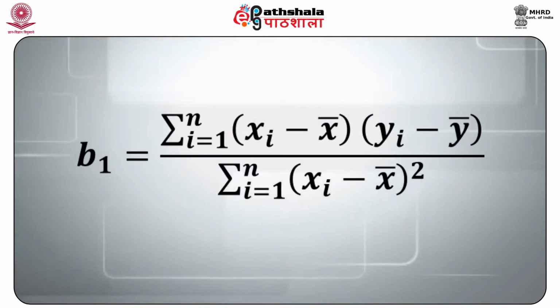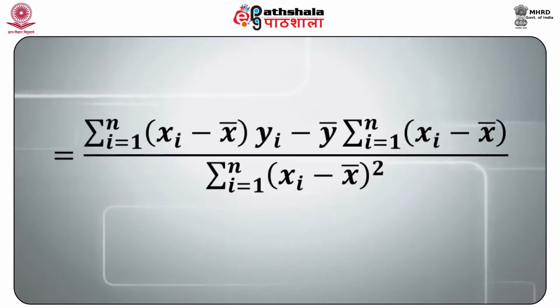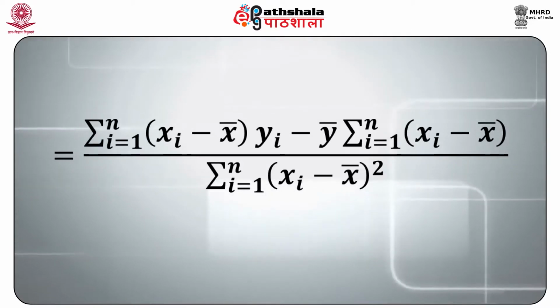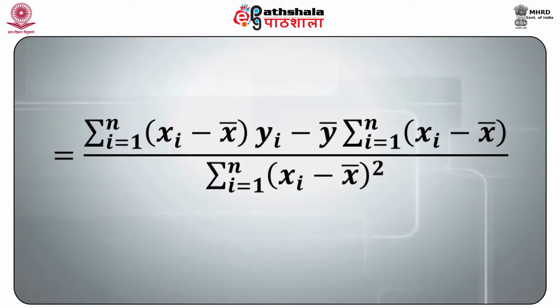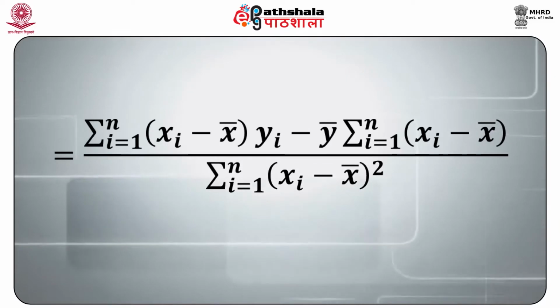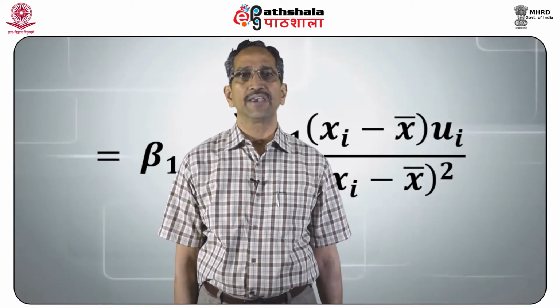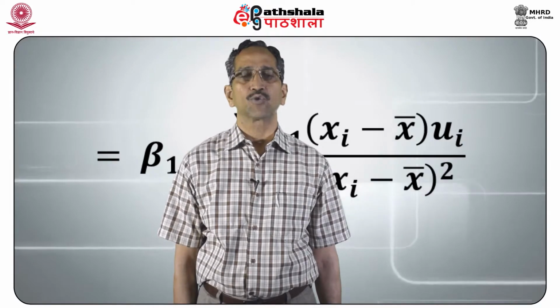Now we know that b1 is equal to sigma xi minus x bar into yi minus y bar upon sigma xi minus x bar square. Now let us elaborate on this. So this is also equal to sigma xi minus x bar into yi into sigma xi minus x bar square, as explained to you earlier. And on expansion, if you substitute the values of yi, what ultimately we obtain is beta 1 plus sigma xi minus x bar into ui upon sigma xi minus x bar square.